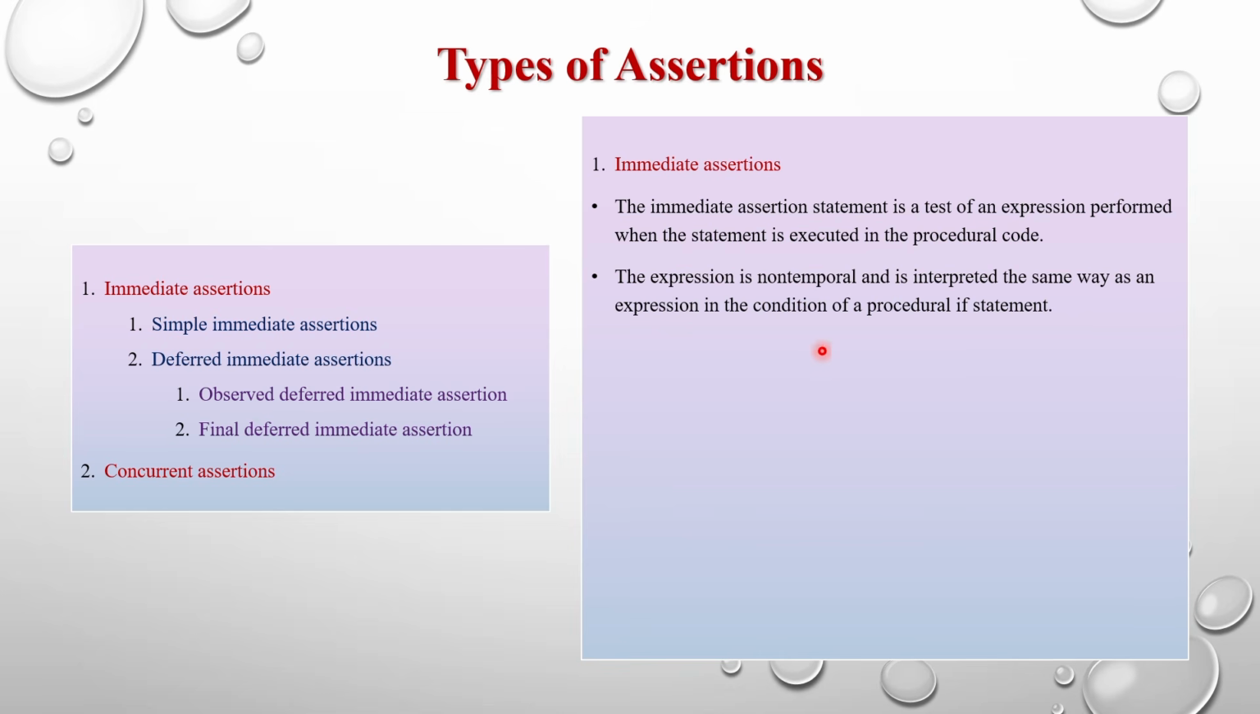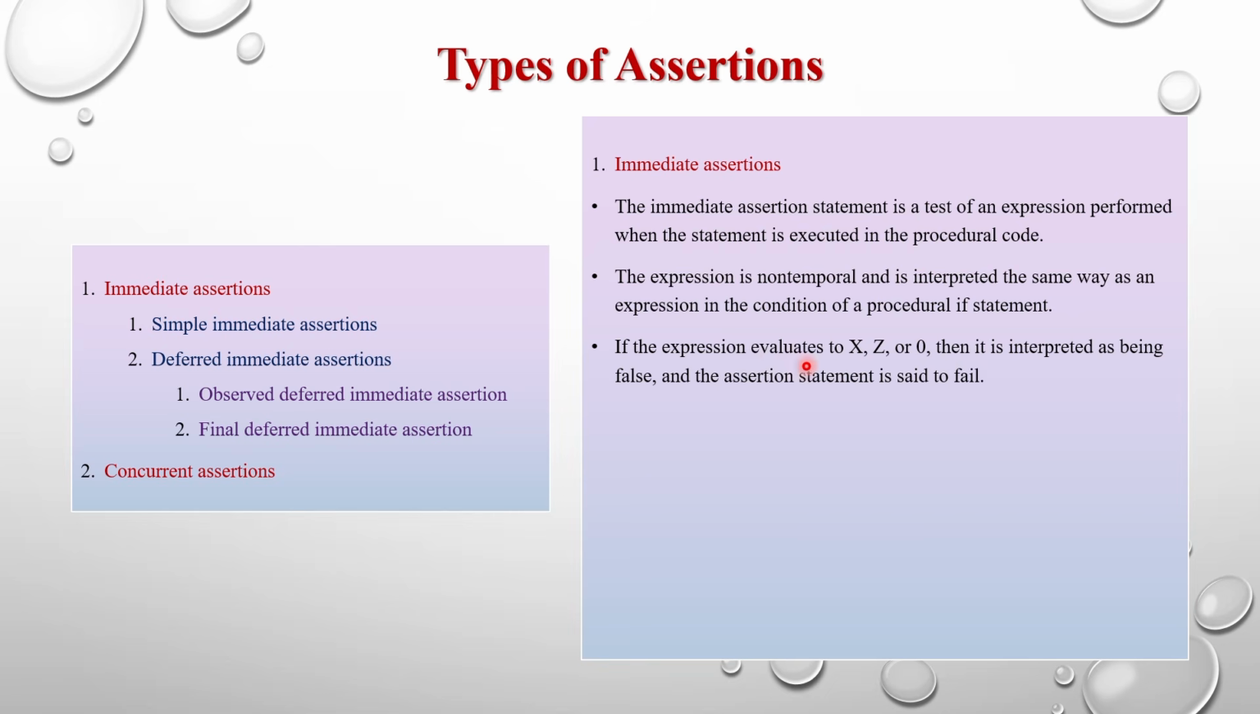Okay, so these immediate assertions evaluate non-temporal conditions. That is nothing but they evaluate instantaneous conditions. And these assertions are interpreted the same way as an expression in the condition of a procedural if statement. So these immediate assertions are the same as an if statement, because in an if statement also we check the condition, right? So if the condition evaluates true, the true block will be executed. If it is false, the false block will be executed. In the same way immediate assertion works.